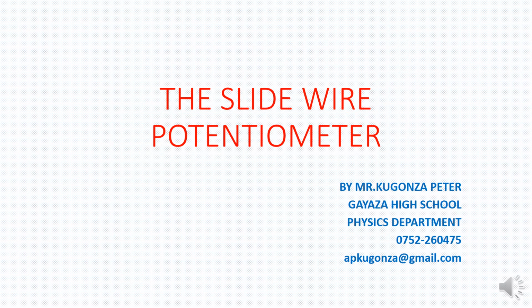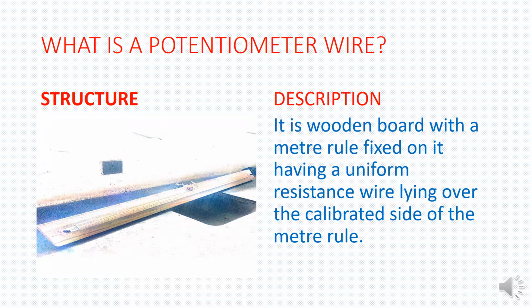The slide wire potentiometer. What is the potentiometer wire? The structure of the potentiometer wire is what you see on the left hand side. It's basically a wire that is fixed at both ends and lies on a meter rule, that is fixed on a wooden piece of material. It also has other accessories that are not included here, such as the driver cell, the galvanometer, resistors. All those could be additional components, as we shall see later on.